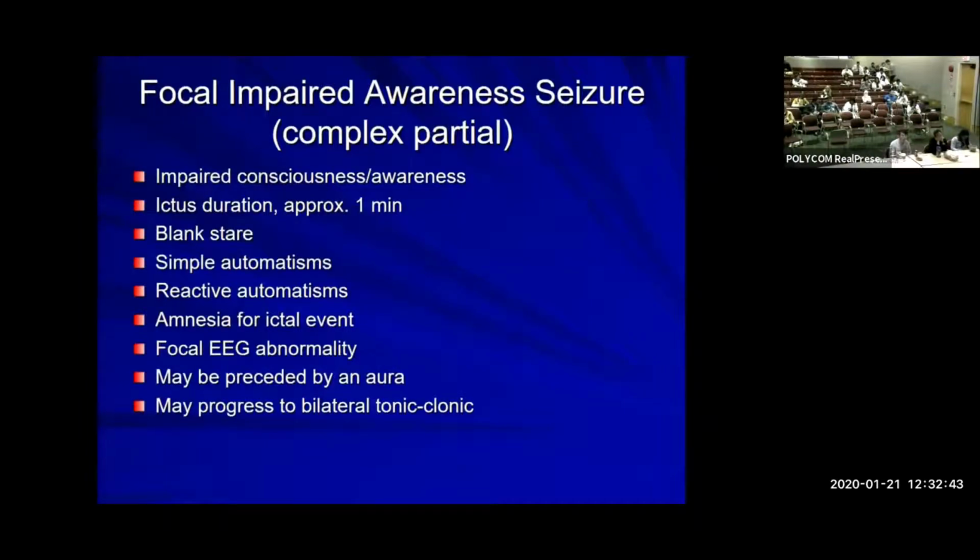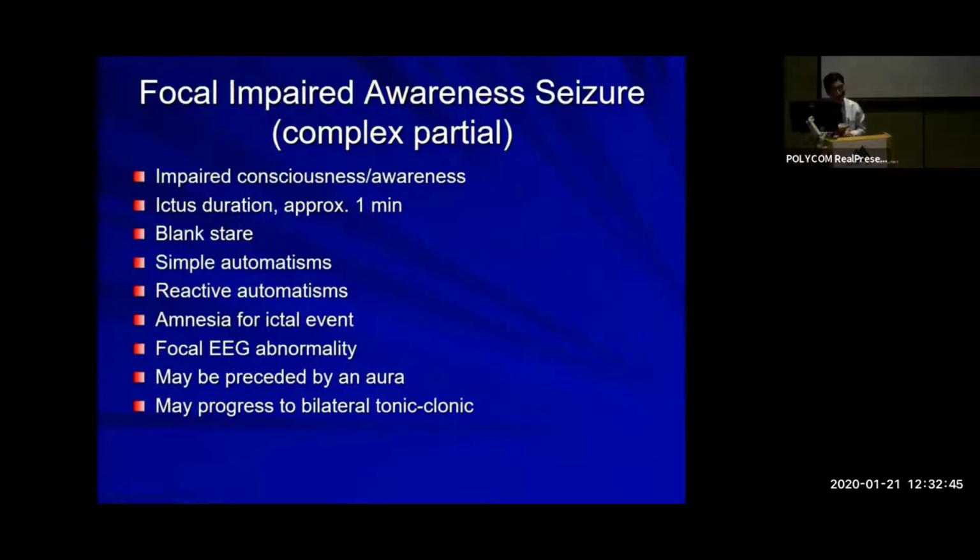So if somebody has what looks like a focal impaired aware seizure during an EEG, and the EEG is completely normal, then the odds are it wasn't a focal impaired aware seizure, and you have to rethink your diagnosis. Sometimes focal impaired awareness seizures, by the way, it's a mouthful, I find complex partial easier to say. Maybe I'm just old. It can be preceded by an aura, which is a warning.